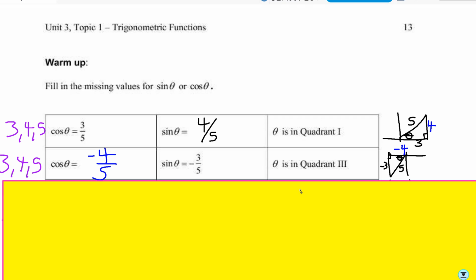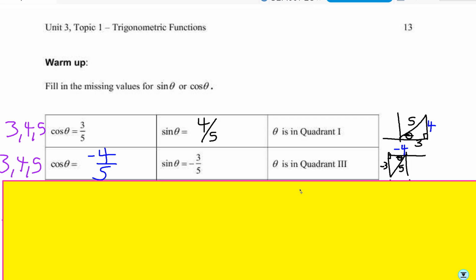And now, because the triangle has rotated to the third quadrant, the missing side is negative 4. It's on the left side of the origin on the x-axis, and that's where x is negative. So now when I go to do my cosine theta, it's going to be negative 4 over 5 because of that triangle rotating from quadrant 1 to quadrant 3.